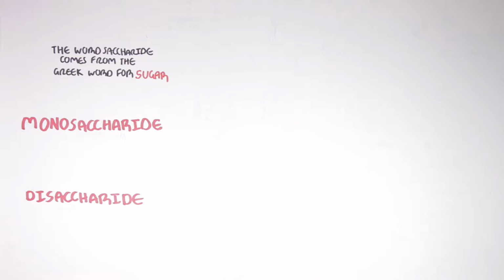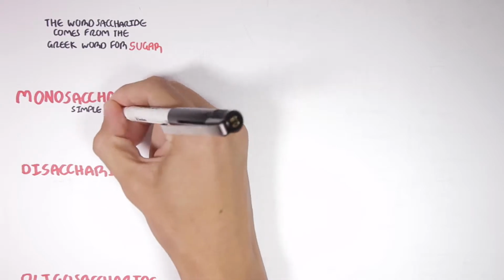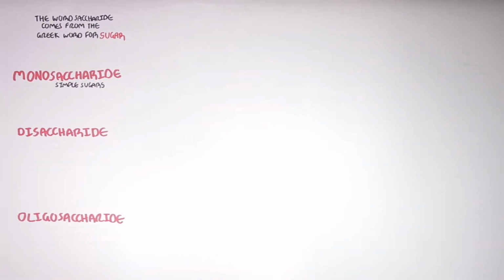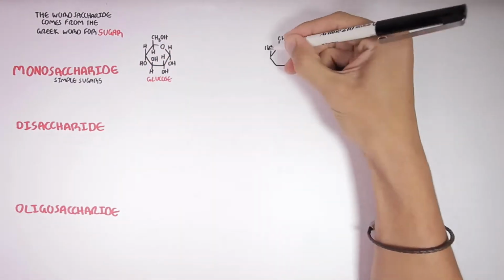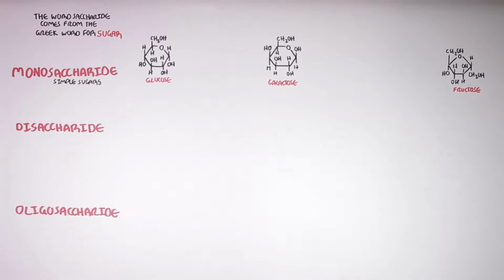Let's begin with monosaccharides. Monosaccharides are also referred to as simple sugars, and they are the smallest units that make up any carbohydrate. They are the building blocks. The 3 main monosaccharides in the human diet include glucose, galactose, and fructose. Now, these structures may look intimidating, but all you need to know is that they contain carbons, hydrogens, and oxygens.